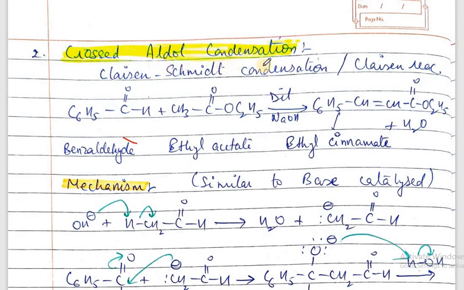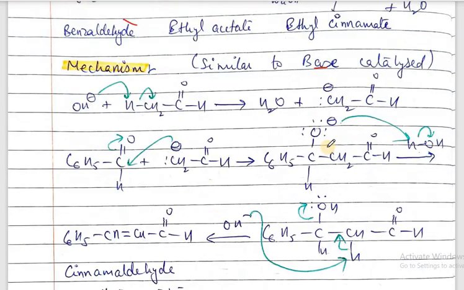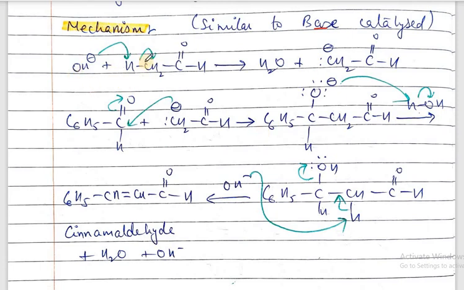So for the crossed aldol condensation, if this benzaldehyde combines with ethyl acetate in dilute NaOH, then this ester is formed. This reaction is called Claisen-Schmidt condensation, and its mechanism is very similar to the base catalyzed mechanism. In base catalyzed, we have done that the base first abstracts hydrogen from the alpha carbon, this is the alpha carbon, and then water is released, and a carbanion is formed, which acts as a nucleophile.